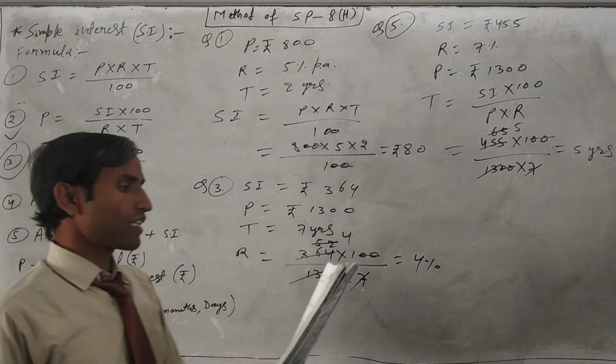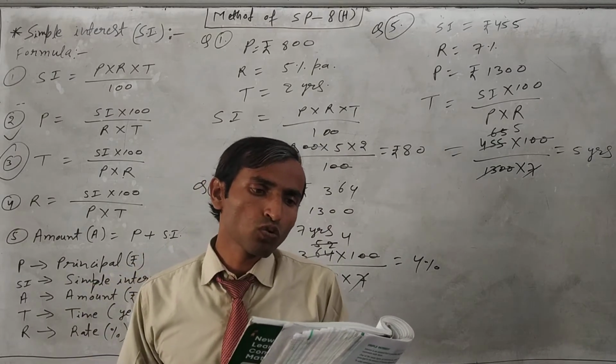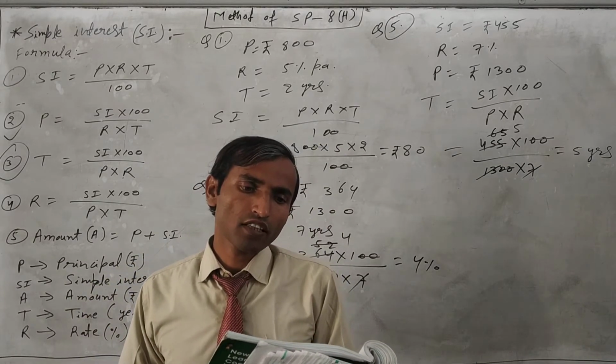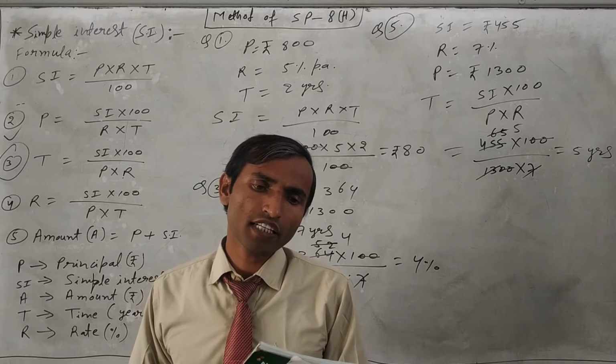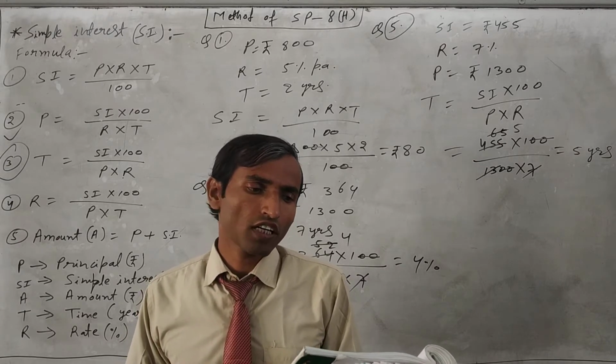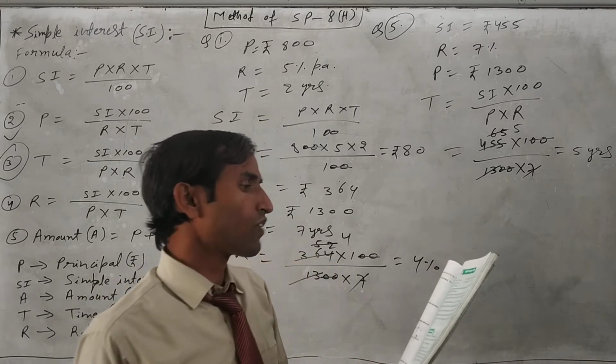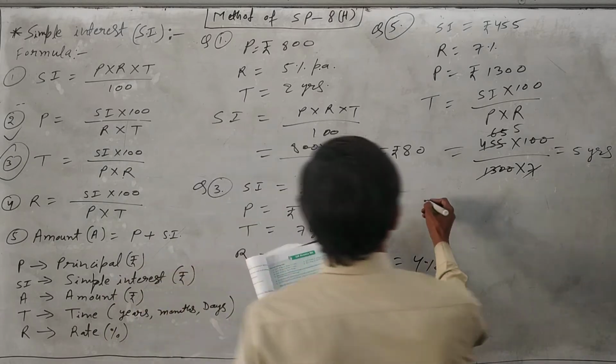Now 6th question. Just I will do question number 6. After 2 years, the credit balance in a saving account earning simple interest was 585.75. The original amount was 550. What was the interest rate? So we have to find here rate. Okay, because everything is given.